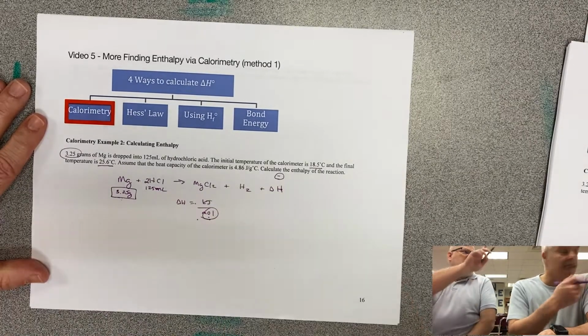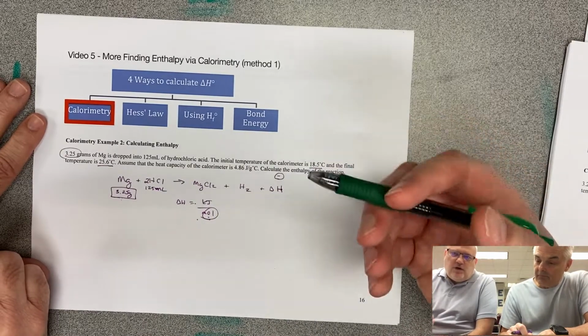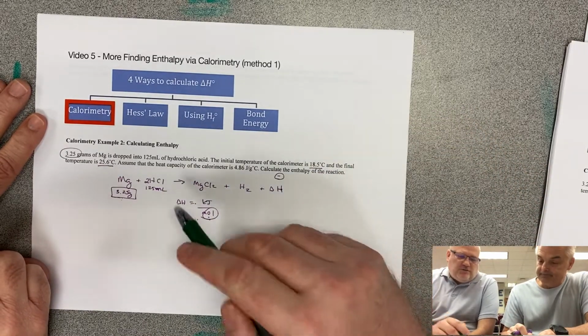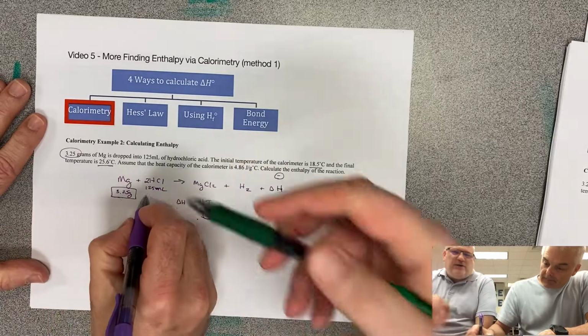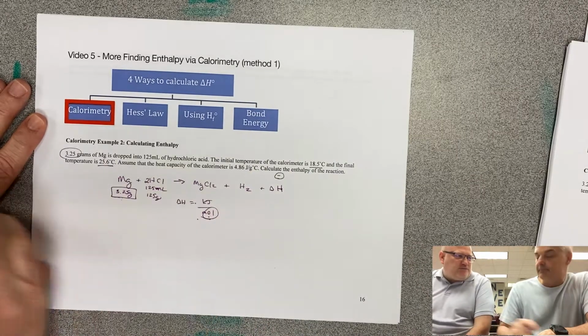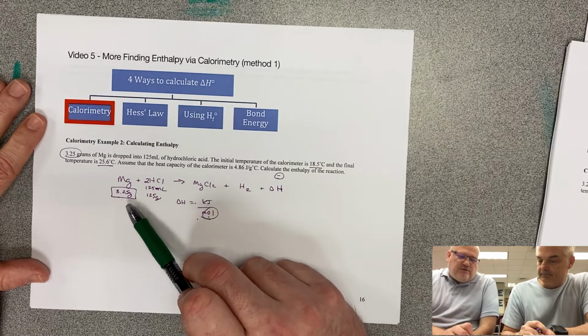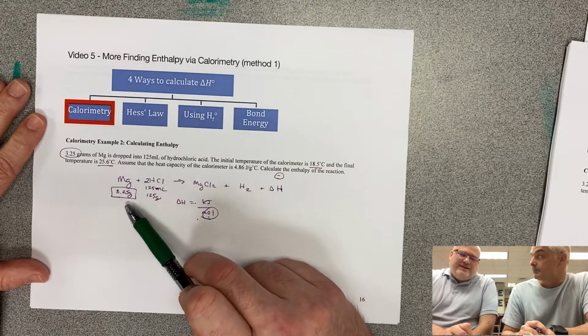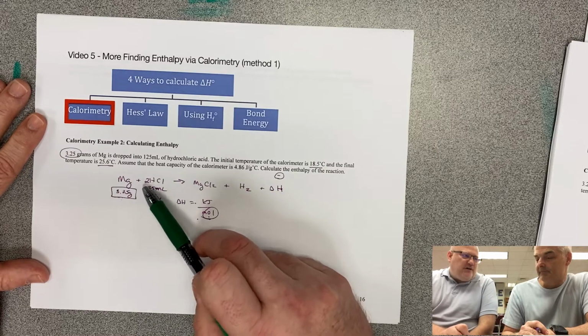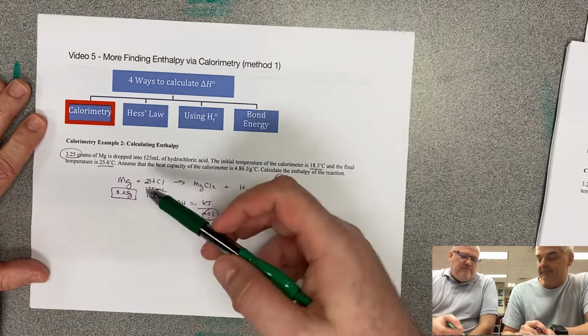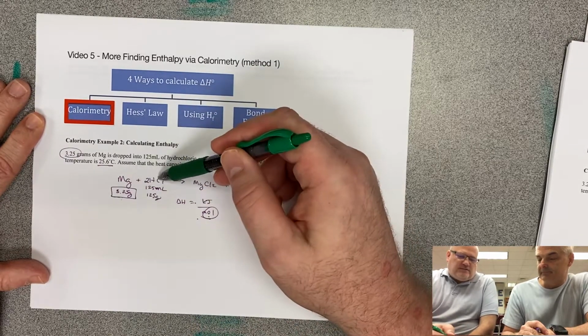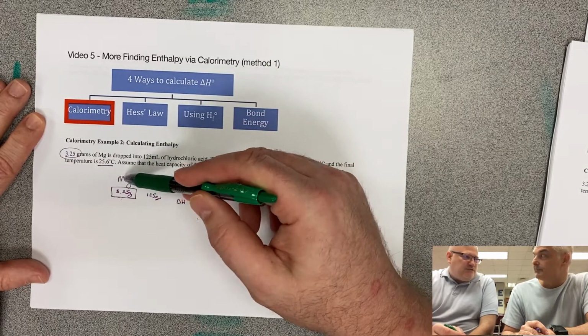All of our solutions are in water, and water has a density of 1. So if we know that we have 125 milliliters, we could pretty safely assume that it's 125-ish grams. You have 3.25 grams of this and 125 grams of this. The coefficients here are not gram ratios, they're mole ratios. But if you look at the molar mass of this and the molar mass of this, it's pretty obvious that the Mg is going to be our limiting reactant.